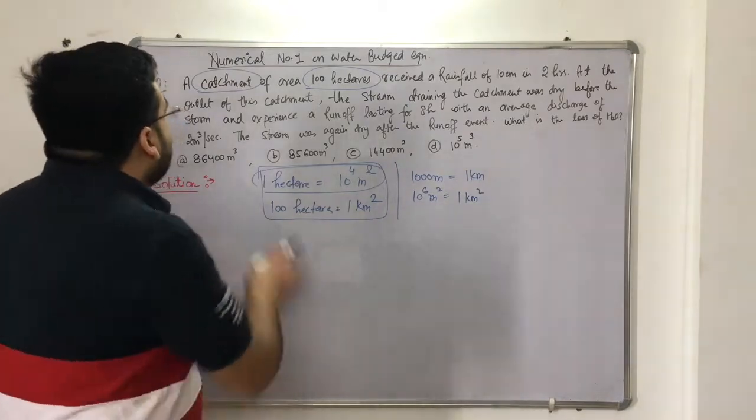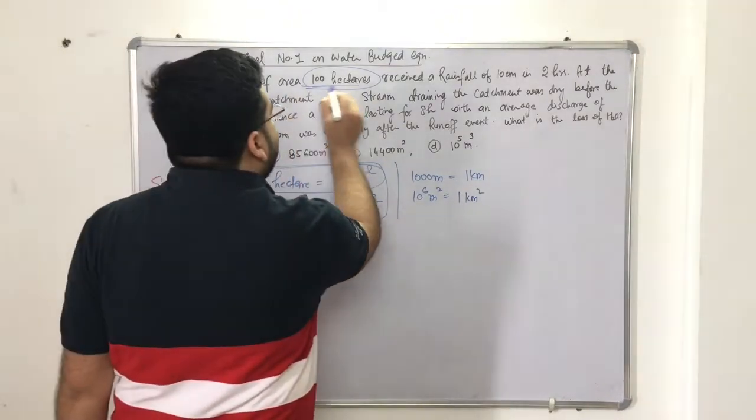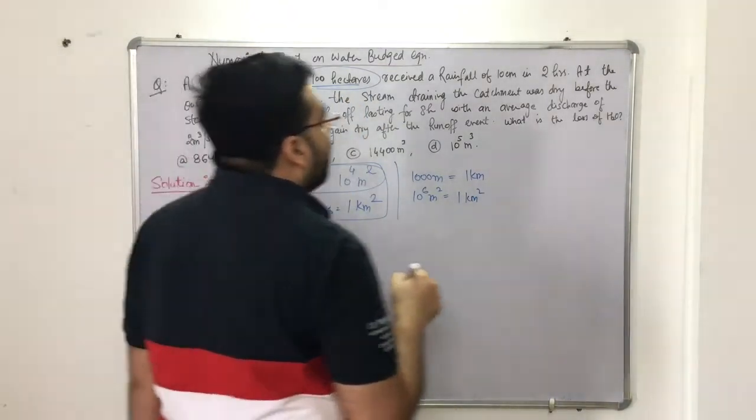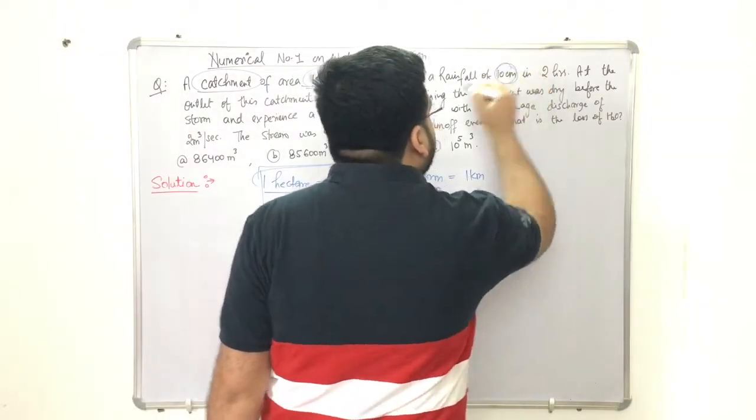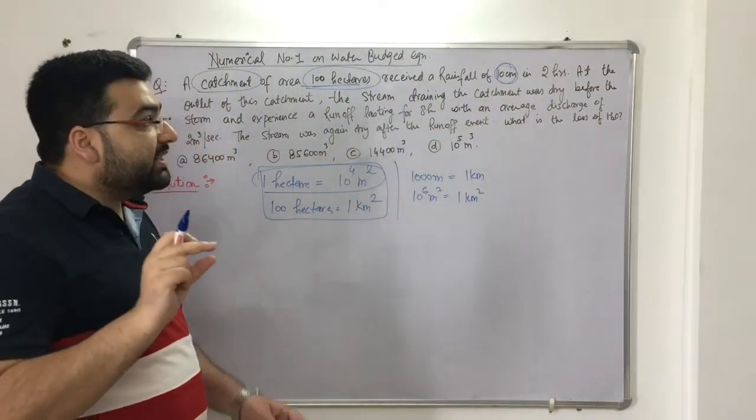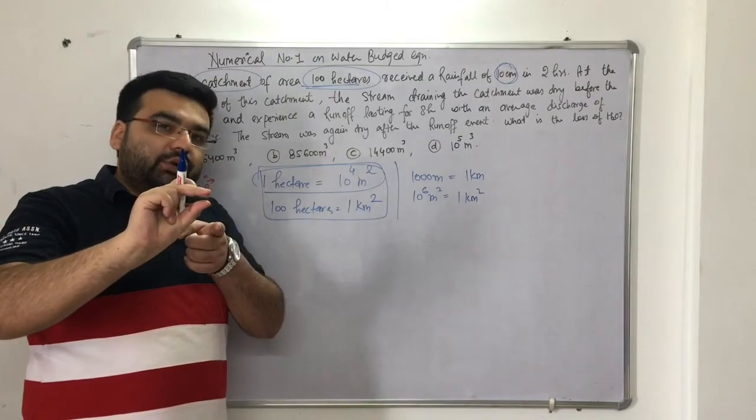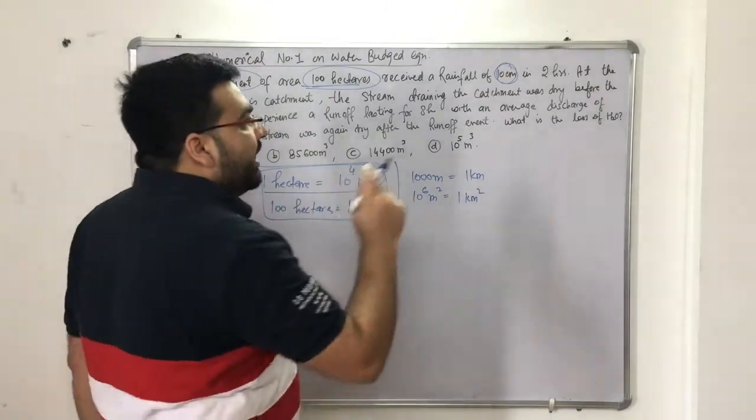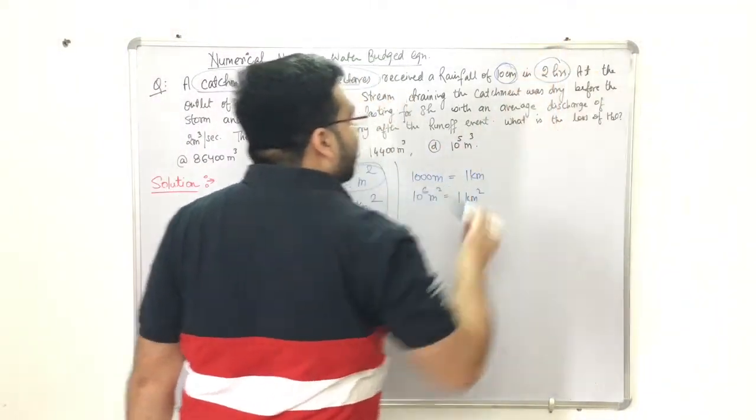Clear? Now a catchment of 100 hectares received a rainfall of 10 centimeter. It means that the depth of the rainfall is given to you, in 2 hours. So the time frame is also given.